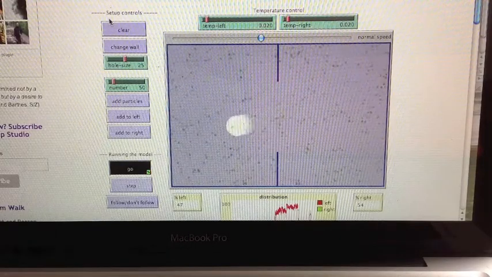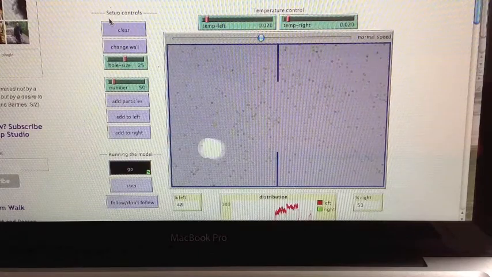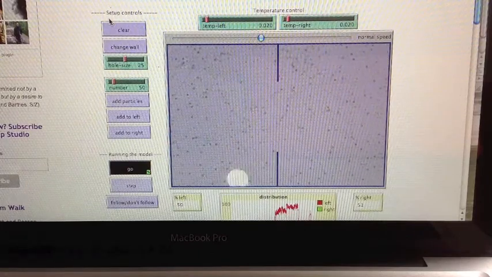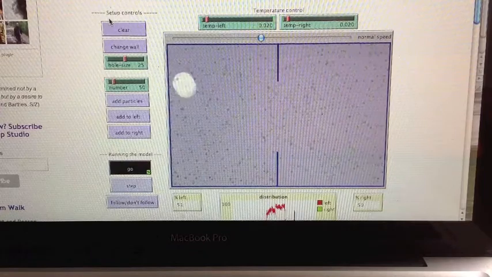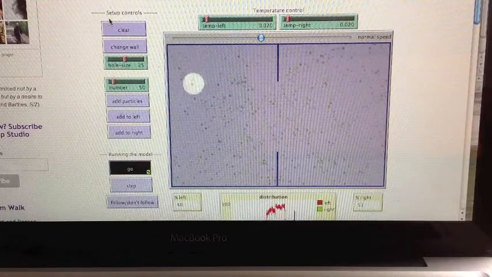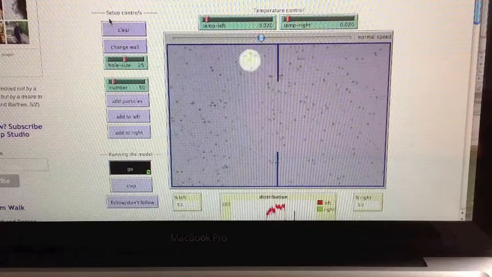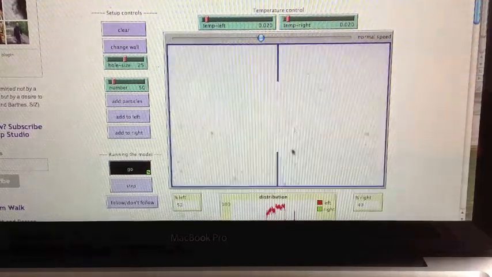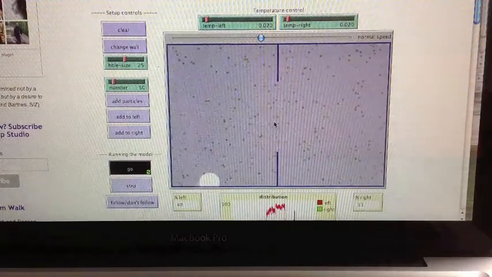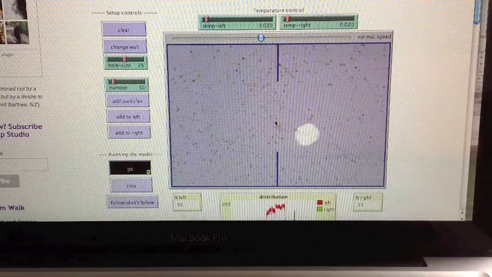Okay, so here's the second demonstration that I wanted you to see today in class. So what I've got here is a container, or you can think of it as a room, that is divided in the middle with a hole in the middle. That's what this area right here is. It's a hole.